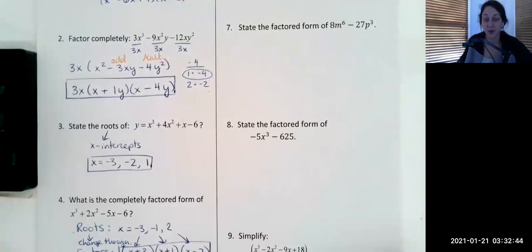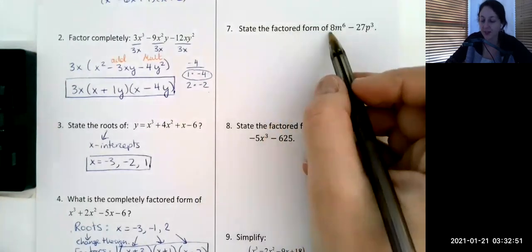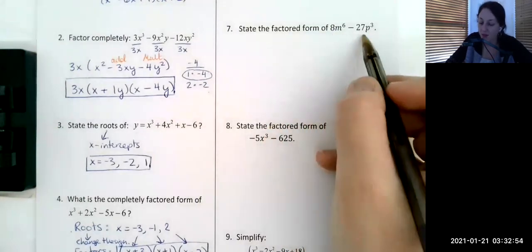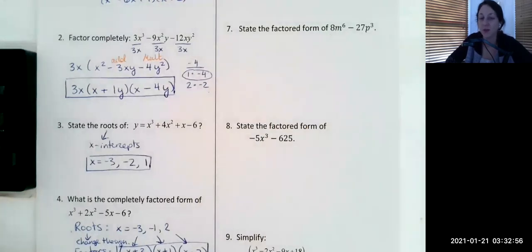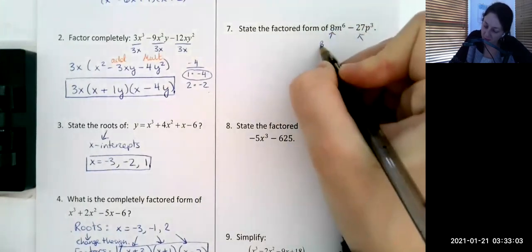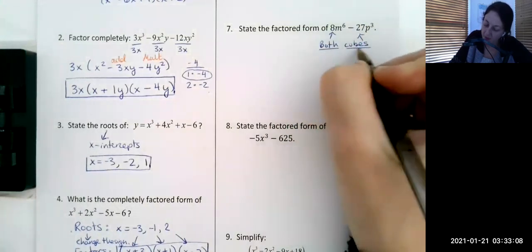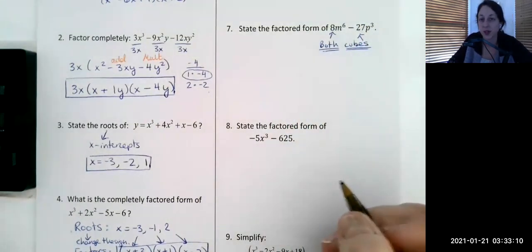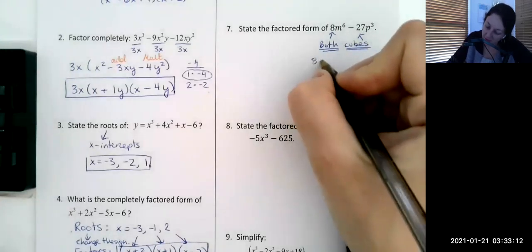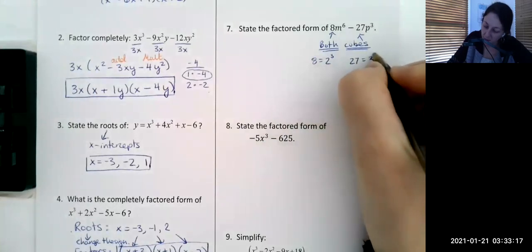So the last three problems are 7, 8, and 10, because I skipped ahead and did 9 out of order. So 7 says, state the factored form. These are two very special terms, and the reason is because 8 and 27 are both cubes. 8 is 2 cubed and 27 is 3 cubed.